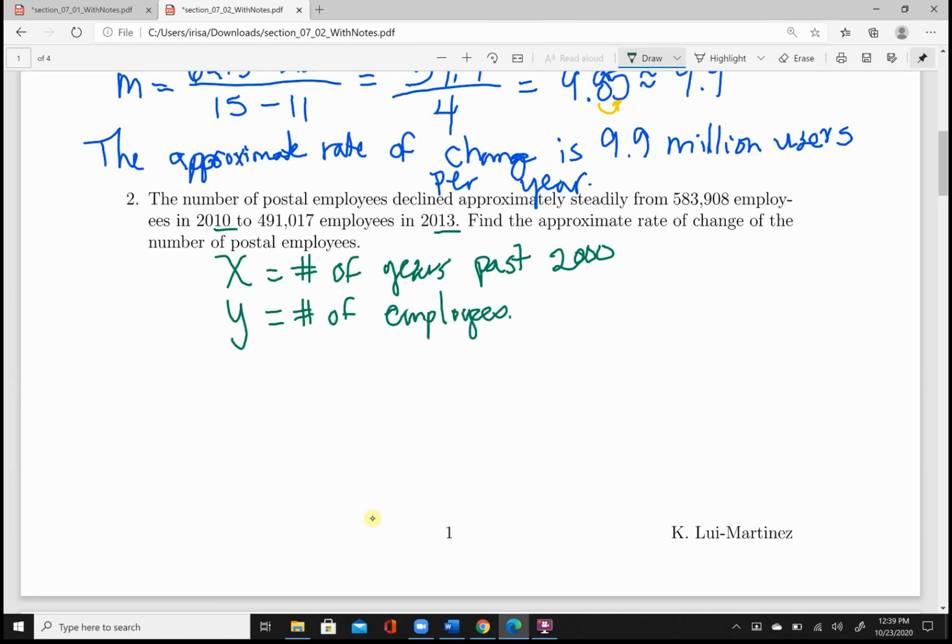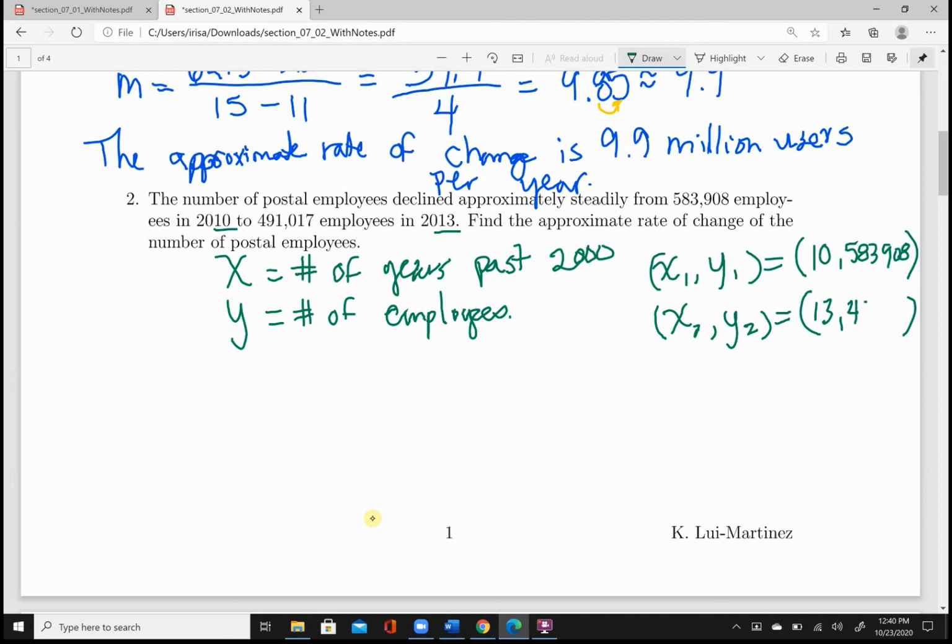Okay, so let's take our 2 scenarios and label them x1, y1 and x2, y2 to get our ordered pairs, and then we'll feed them into the formula. So the first scenario mentioned was 583,908. We're going to deal with a pretty big number here, but there's nothing we can do about it in order to truncate it and still maintain enough accuracy with our calculations. For the x value, we're just going to put a 10 because that represents 10 years past 2000, okay? With the second scenario, we're looking at the year 2013, and we had a decline in our number of employees to 491,017.